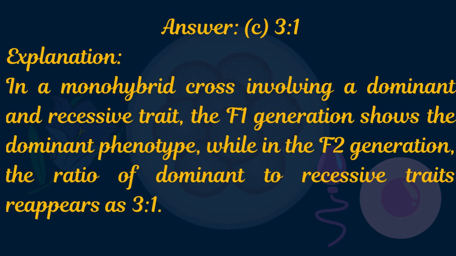Explanation. In a monohybrid cross involving a dominant and recessive trait, the F1 generation shows the dominant phenotype, while in the F2 generation, the ratio of dominant to recessive traits reappears as 3, 1.